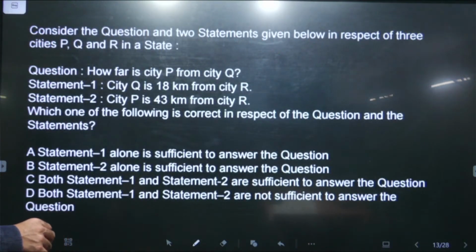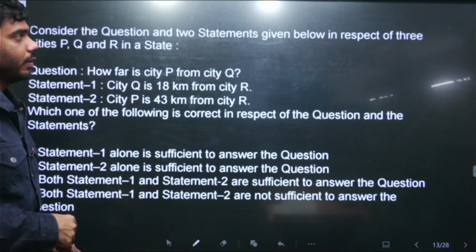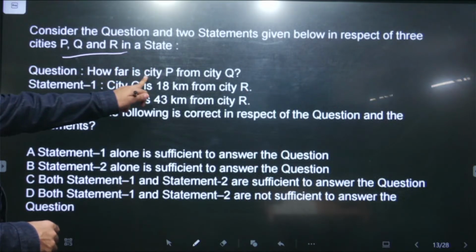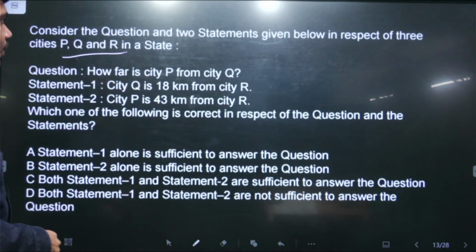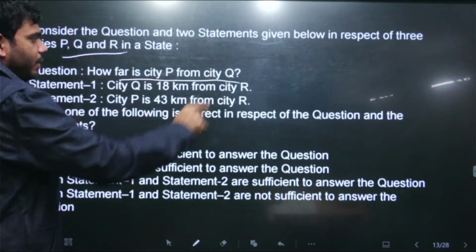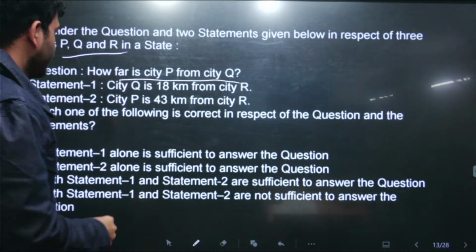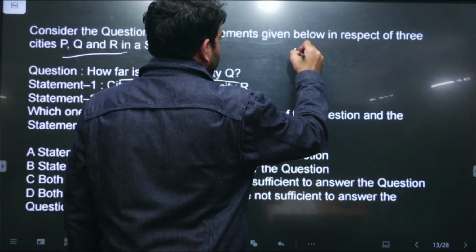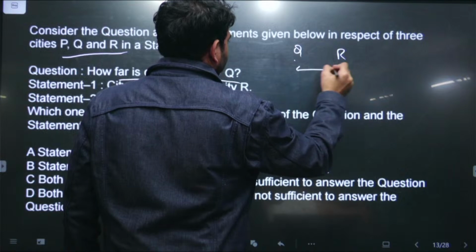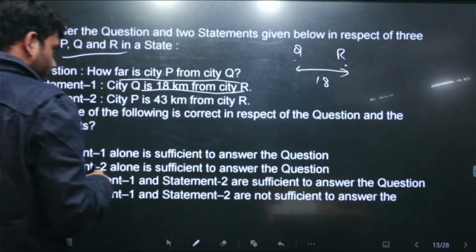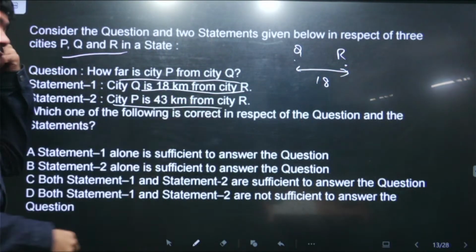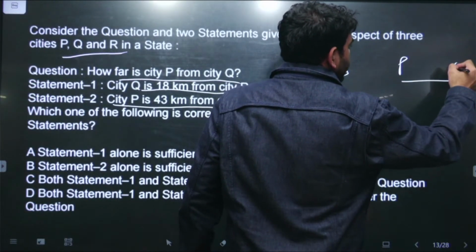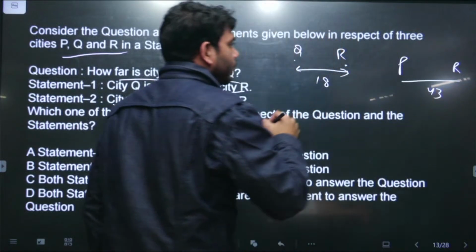Consider the following question with two statements with respect to the three cities P, Q and R. How far is the city P from the city Q? The first statement says the city Q is 18 km from city R, so the distance between Q and R is 18 km. The second statement says city P is 43 km from city R. The distance between P and R is 43 kilometers.